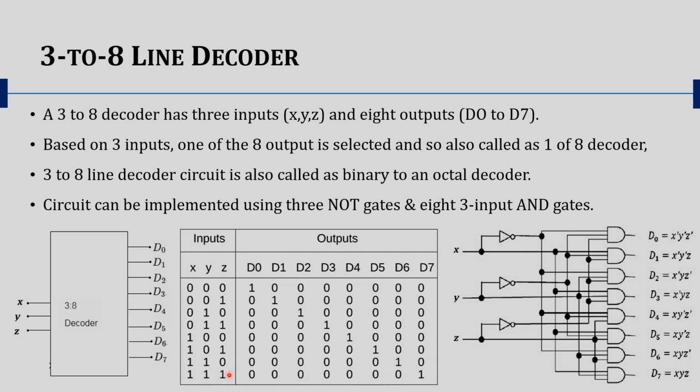Now we know the logic expressions for all the output lines D0 through D7. Now let's draw the logic diagram. We have 3 input lines X, Y, Z. Then using 8 AND gates, we can implement the 8 output lines. D0 is equal to X bar, Y bar, Z bar. Similarly, D7 is equal to X, Y, Z. We make use of these 8 AND gates to generate 8 different minterms, 8 different output lines. So that's about the 3 to 8 active high decoder.